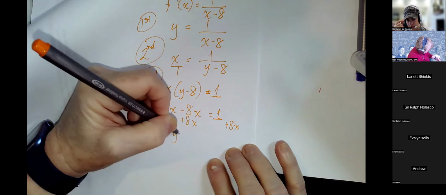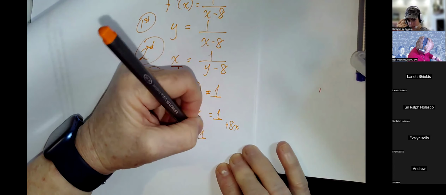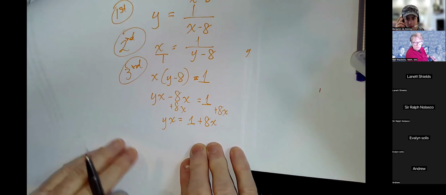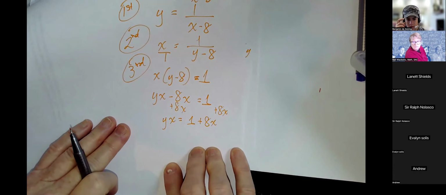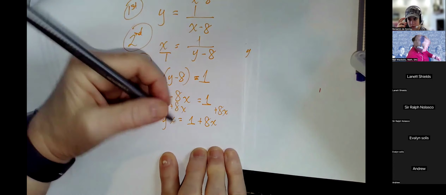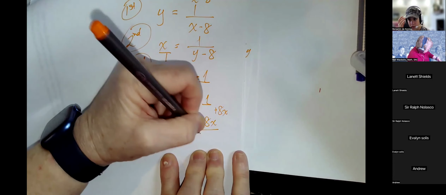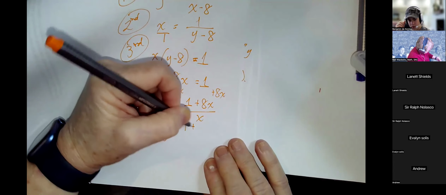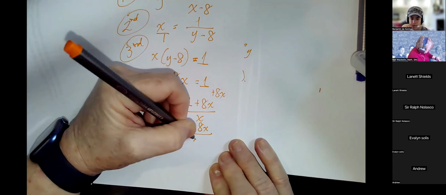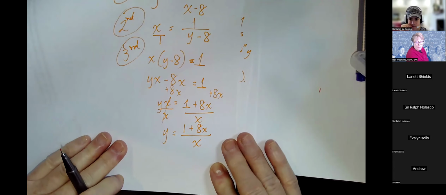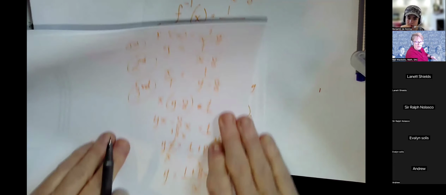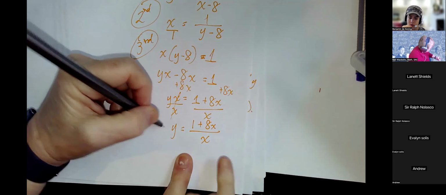Okay, so we've got Yx equals 1 plus 8x. And now, how do we solve for Y? Divide by x. Very good. So we get that Y is equal to 1 plus 8x over x. And since we started with F inverse, this new baby is F.